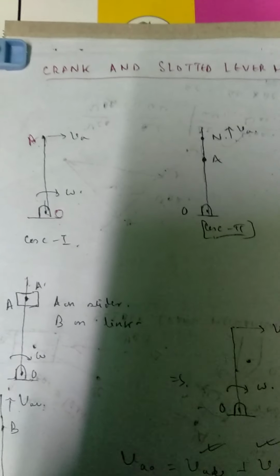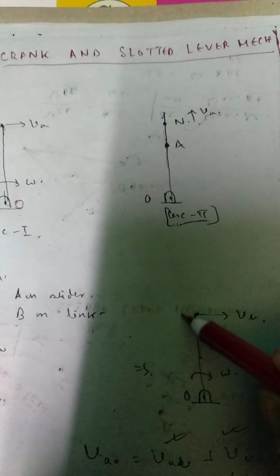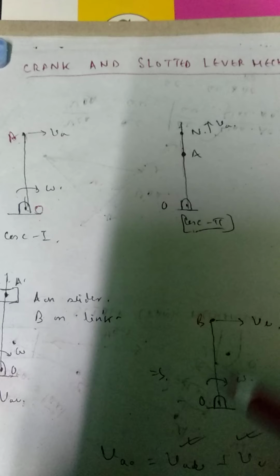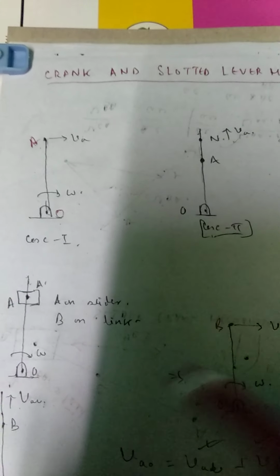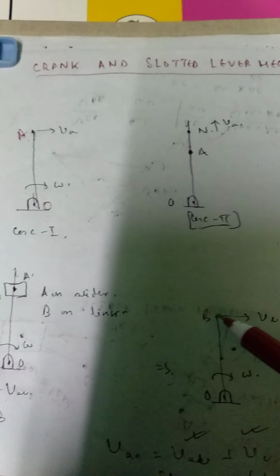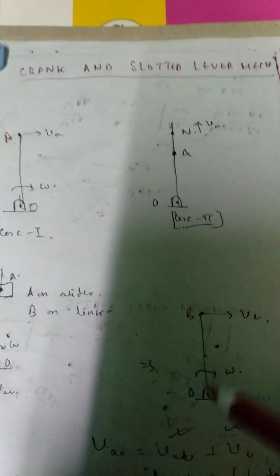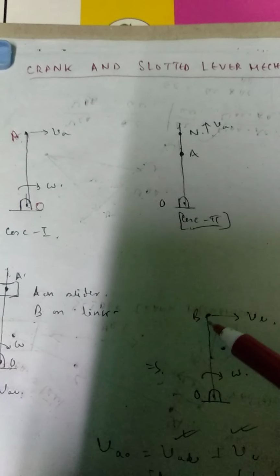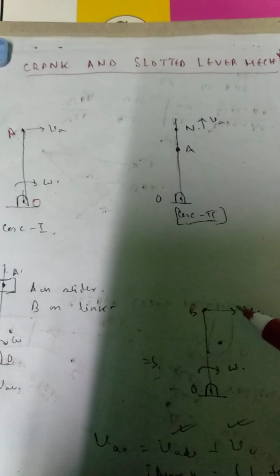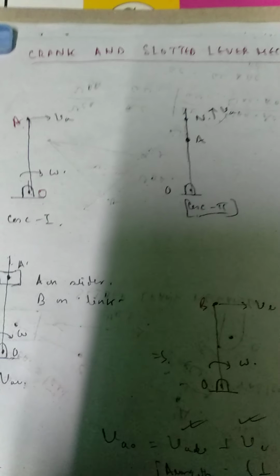Suppose this is the point B over here. There is no point A. Now this link is rotating with an angular velocity omega, so the velocity of point B, VB, will be perpendicular to the link, along this direction. This is the velocity of B with respect to this fixed point.